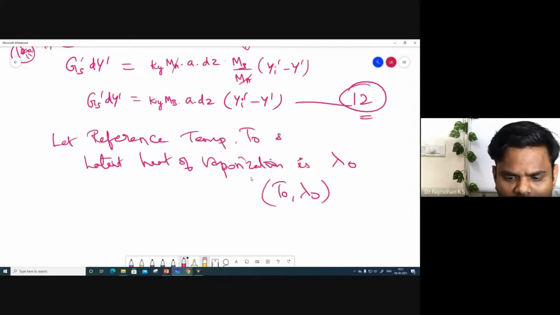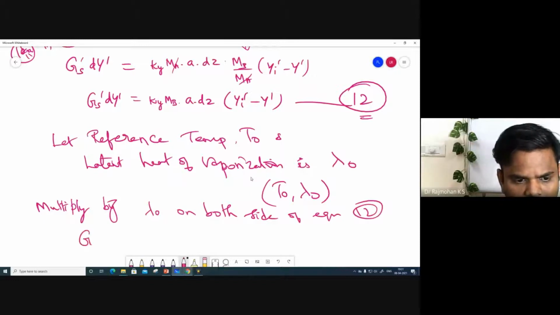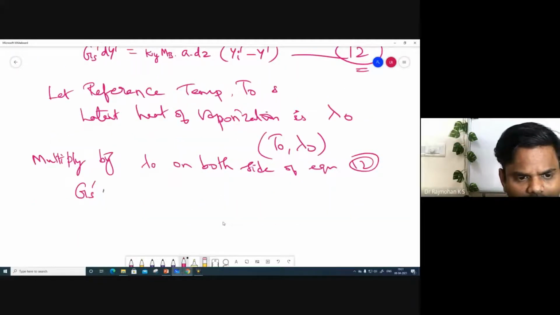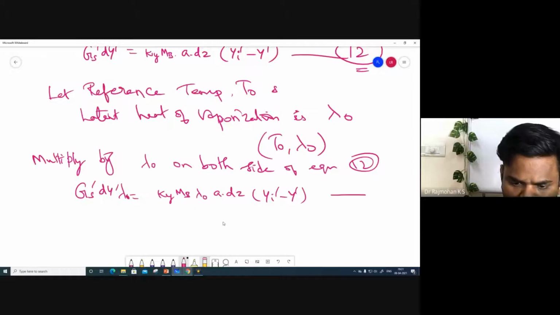If we multiply lambda naught on both sides of equation number 12, what we get is Gs' dY' multiplied by lambda naught is equal to ky mB a dz into (Yi' minus Y') times lambda naught. Let it be equation number 13.